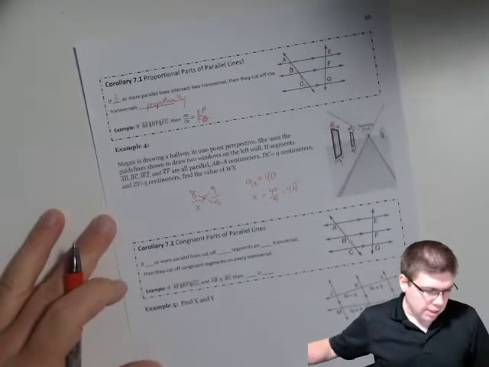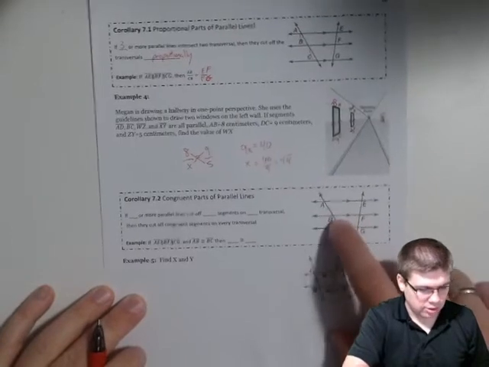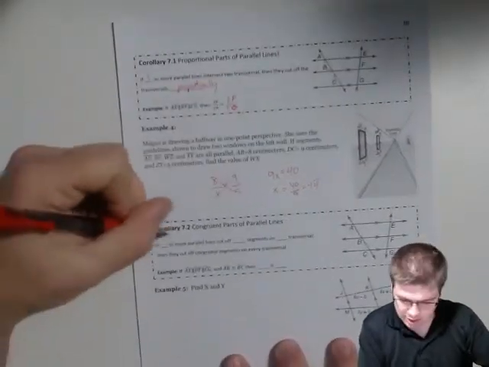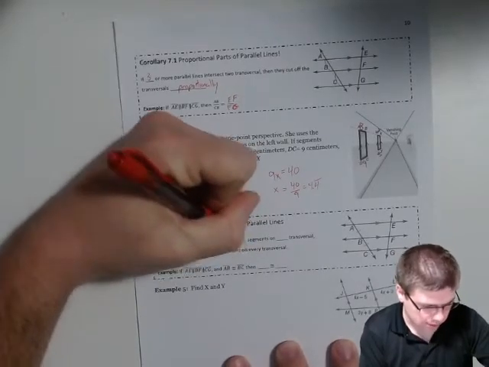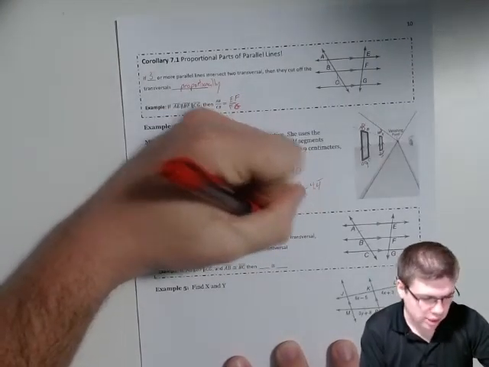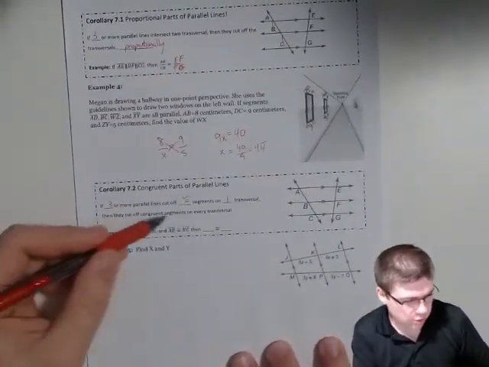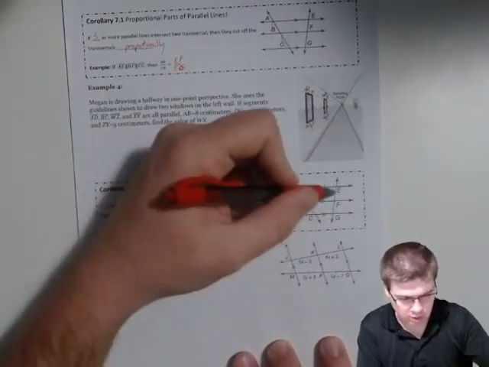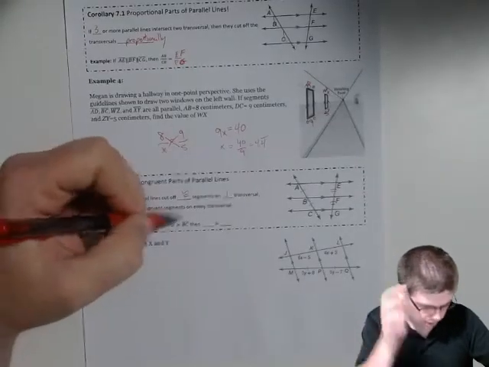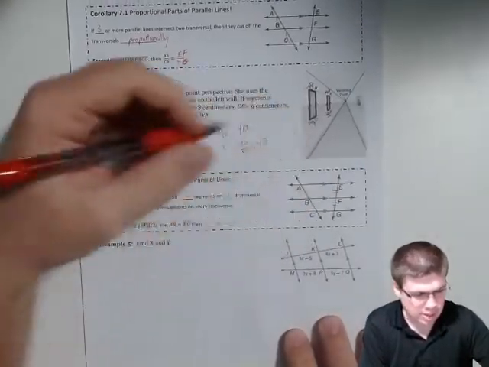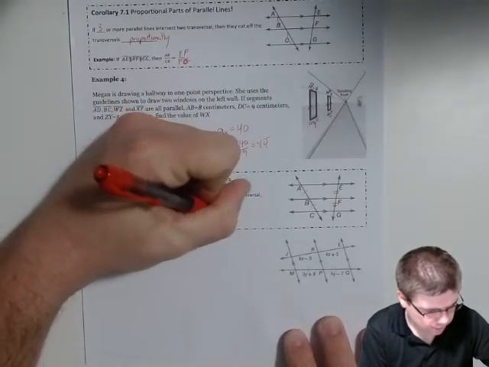All right, and then what if those parallel lines are, and those parts are congruent? So if 3 or more parallel lines cut off congruent segments on one transversal, then they cut off congruent segments on every transversal. So these parts here would also be congruent. So if they're all parallel and AB is congruent to BC, then EF is congruent to FG.